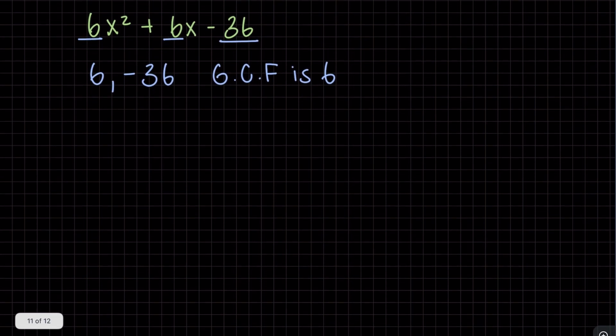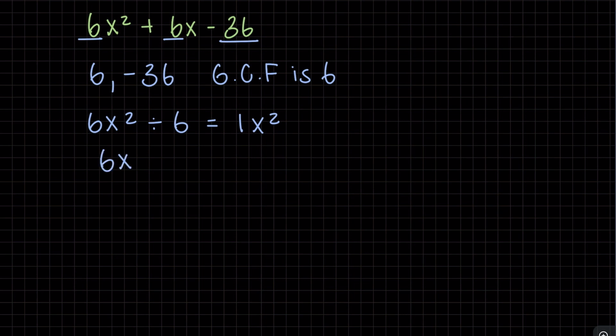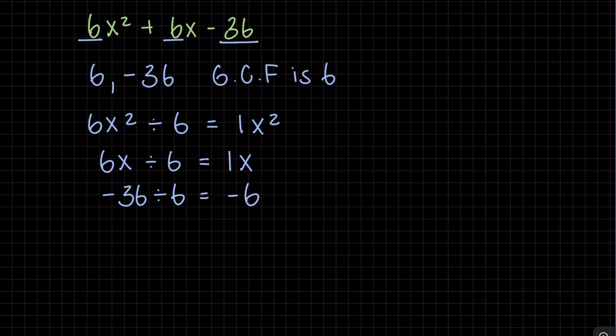So let's do that. If I divide 6x squared by my greatest common factor, which is 6, I'm left with 1x squared. 6 divided by 6 is 1, and then I'm just left with my x squared term. The same thing for the next term. We have 6x divided by 6. I'm dividing 6 by 6 and I get 1, and I'm left with my x term. Then I have negative 36 divided by 6, which is just negative 6. So now I'm left with 1x squared plus 1x minus 6.